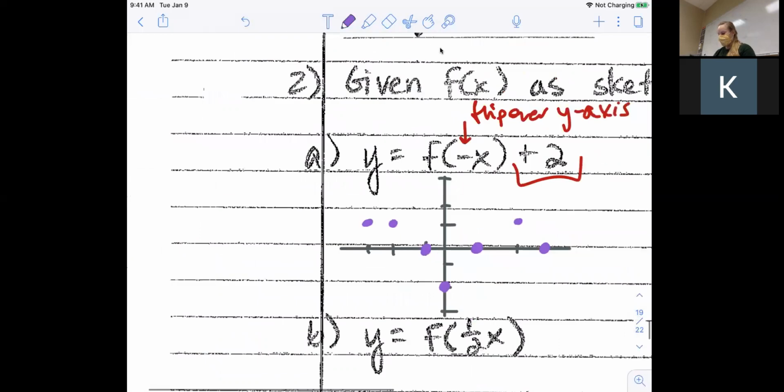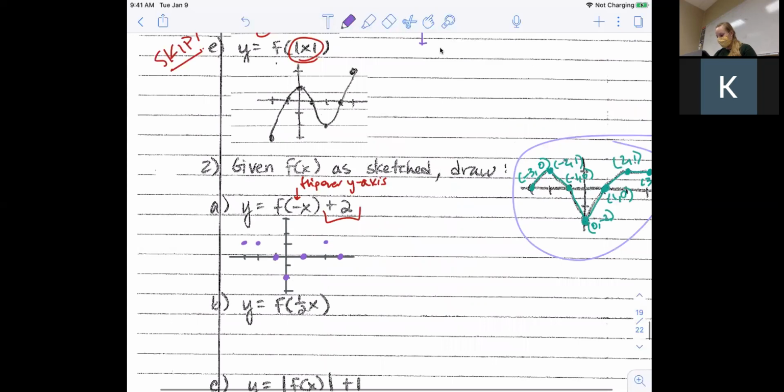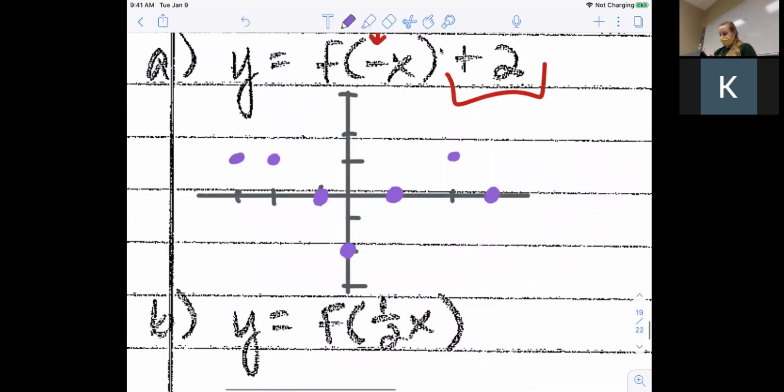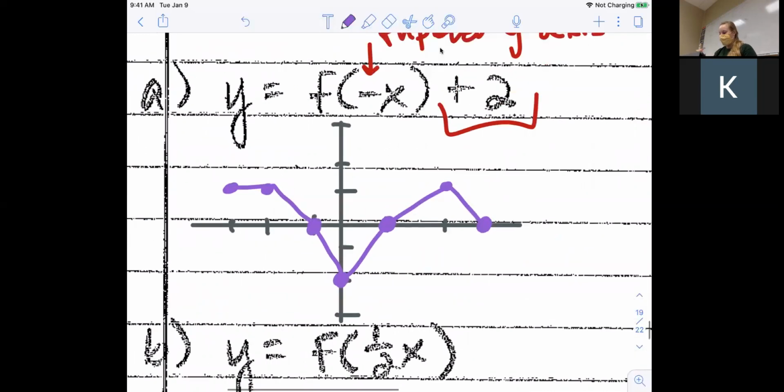It almost looks the same. Which points are different? The first and the last one are the ones that look different. Other than that, it looks the exact same. And now, just as I previewed, we've got to move everything up 2 units. Again, I would rather sketch this lightly or in a color, to say, okay, I did my first thing, my negative x check. Now I'm going to move it up 2 units.